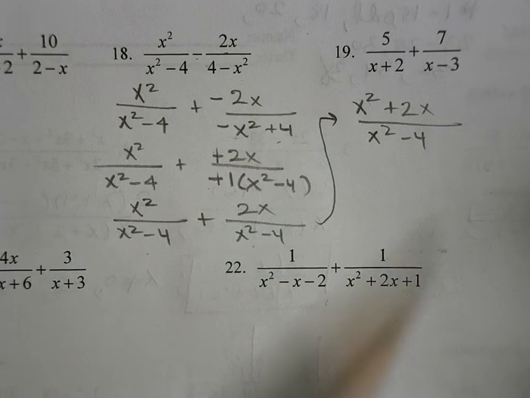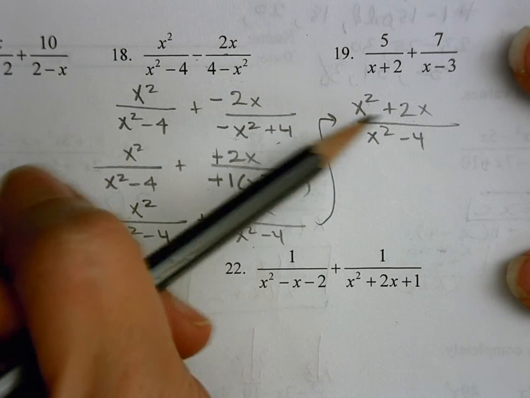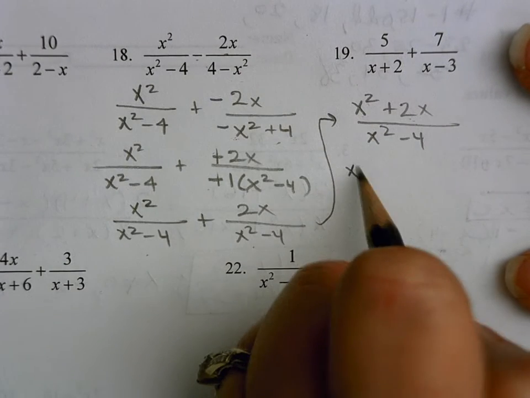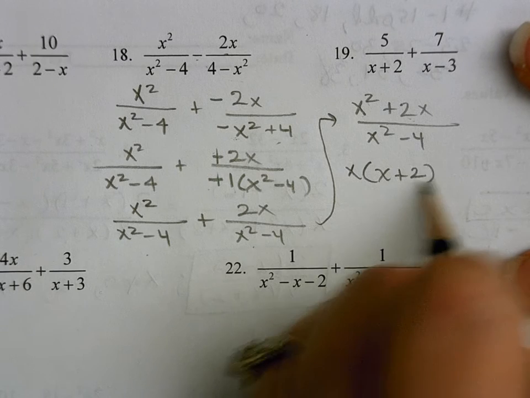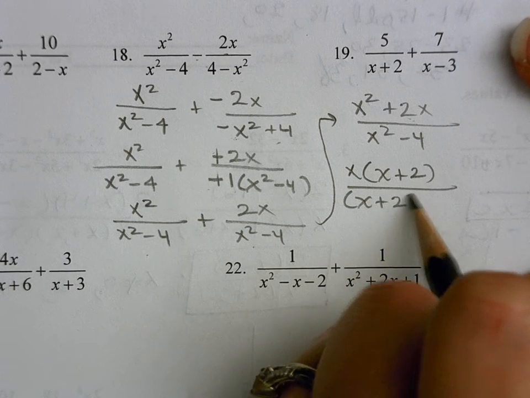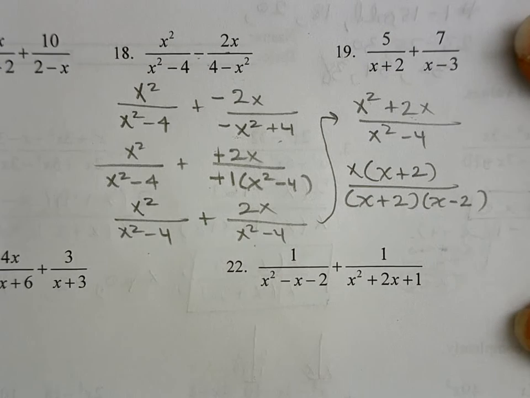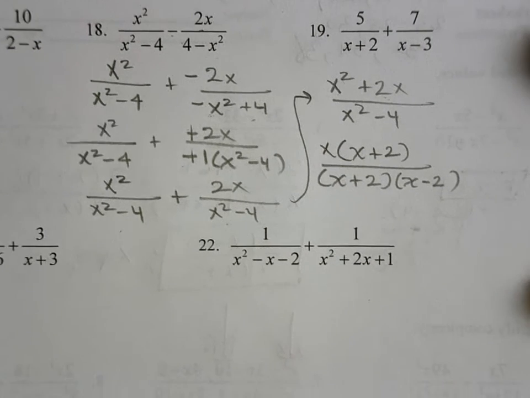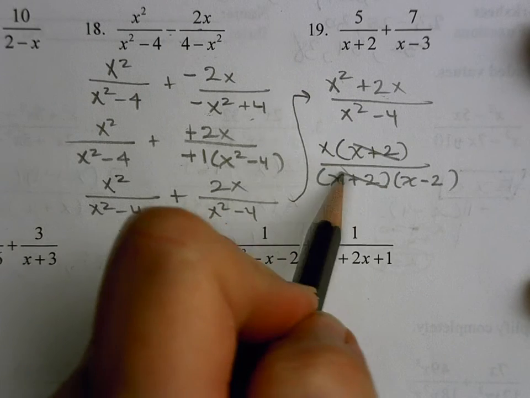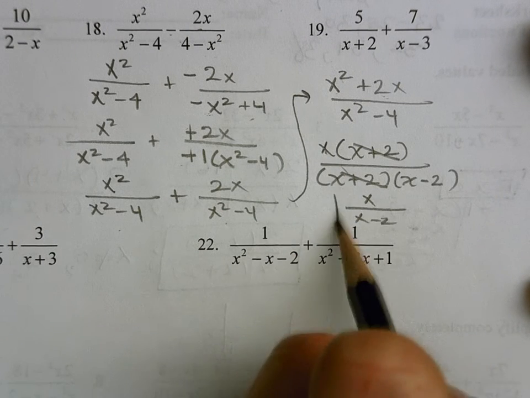So now that I have a single fraction to factor, I can take an x out of both of those and then factor my denominator. And then the x plus 2 is canceled, and I'm left with an x in the numerator and x minus 2 in the denominator. Okay?